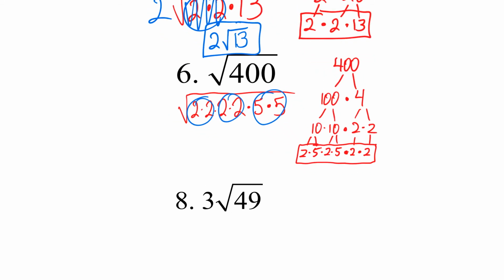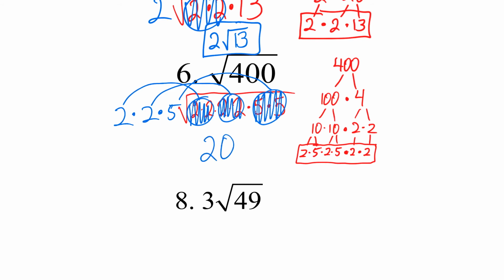Okay? So, with this set of 2s, there's going to be a 2 that comes out. With these set of 2s, there's going to be a 2 that comes out. And with these set of 5s, 5 times 5 is 25, and the square root of 25 is just 5. So everything's out from underneath there, so that part's going away. And then on the outside, 2 times 2 times 5 is what? Is 20. 2 times 2 times 5 is 20.